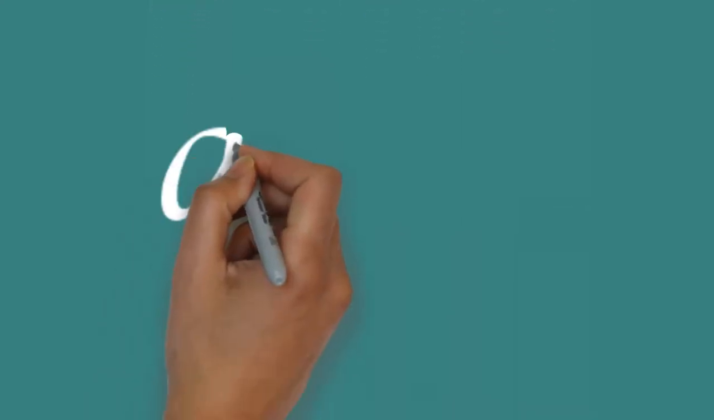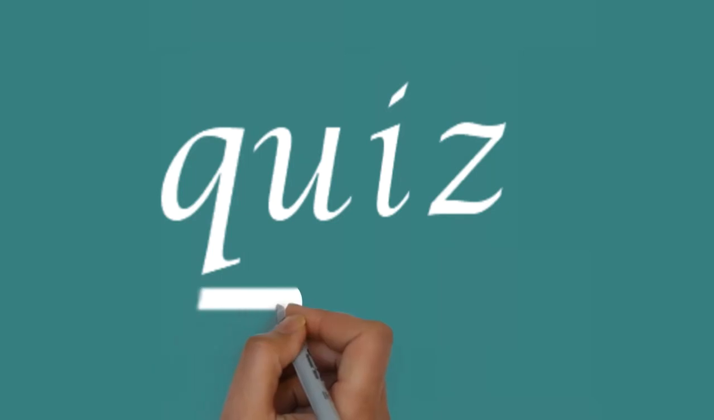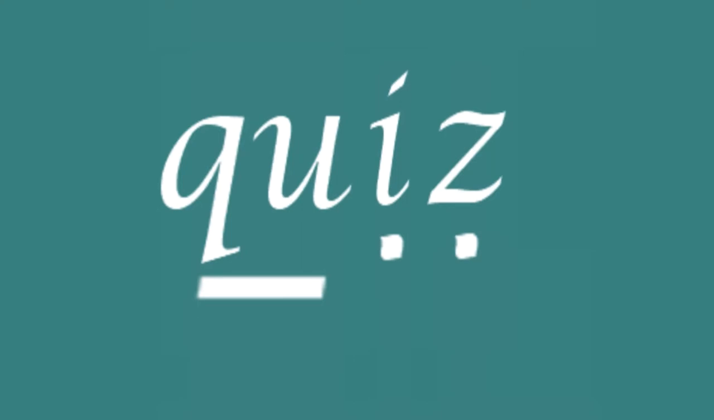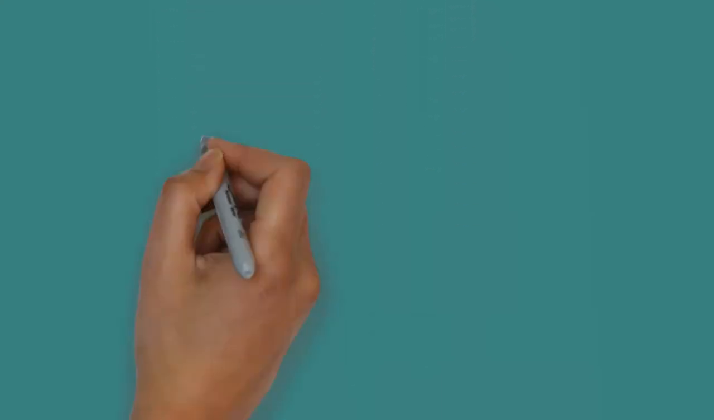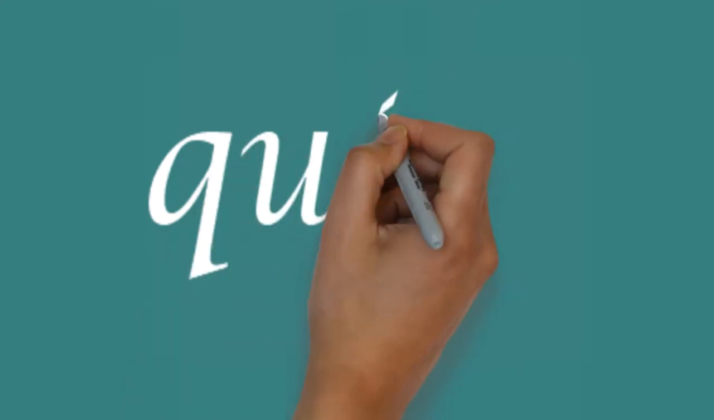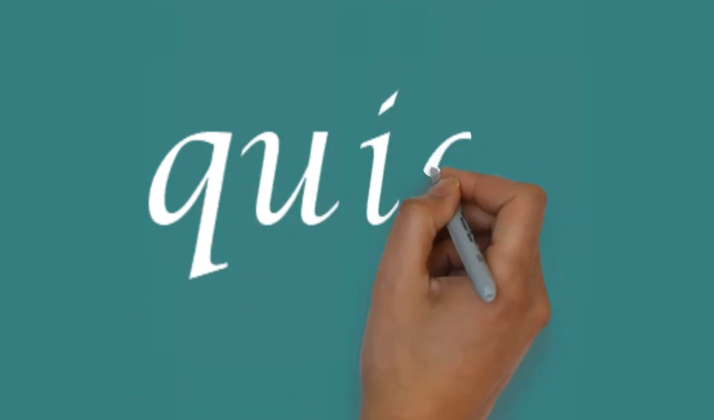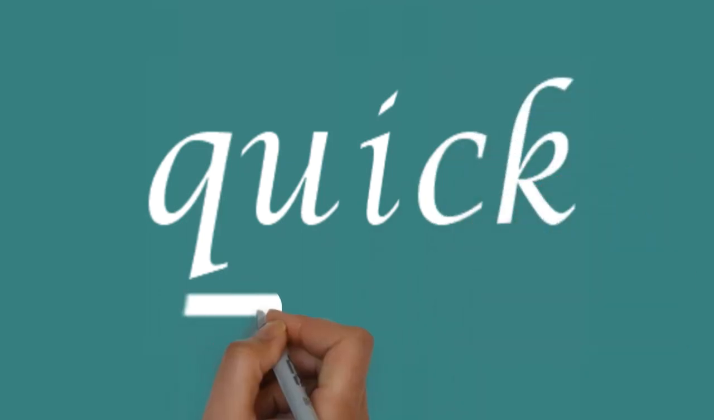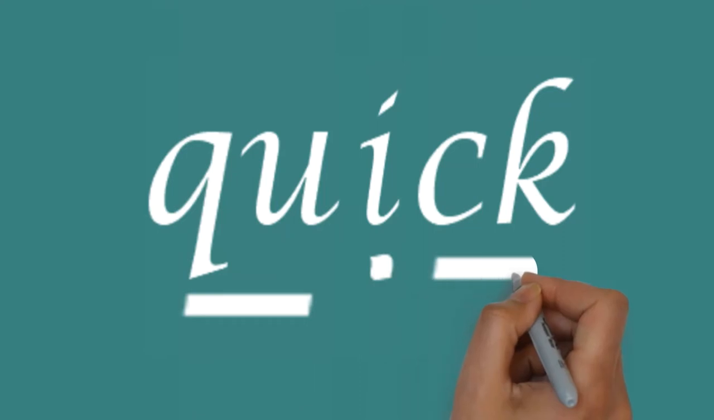Starting with qua, i, and z. Qua, i, z. Quiz. Now let's try quick. Starting with qua, i, and k. Qua, i, k. Quick.